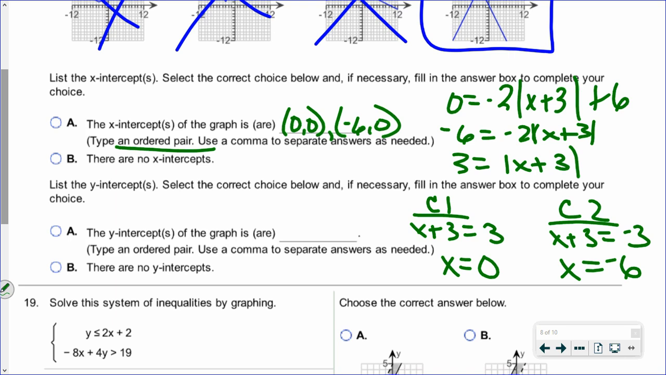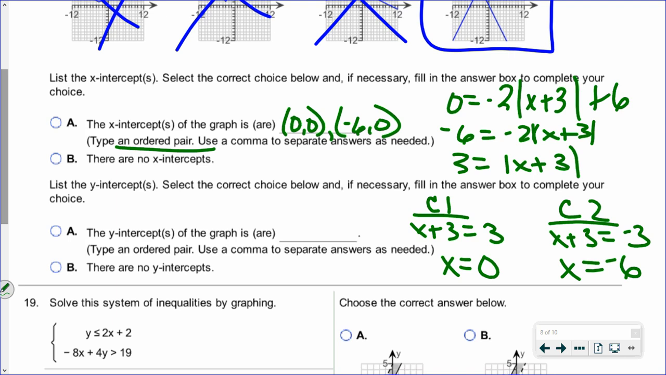And many of you did not put them as ordered pairs and got them wrong. You got to read. Type an ordered pair. Use a comma to separate answers as needed. You visibly can tell it crosses 2 places, so you have to have 2 ordered pairs with a comma between. Don't screw it up because of that.